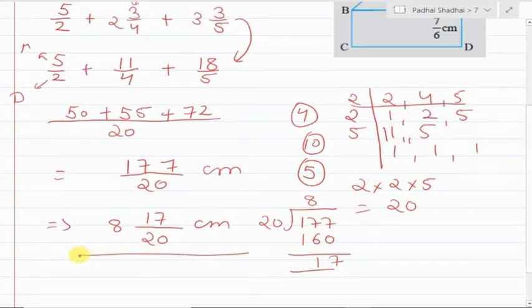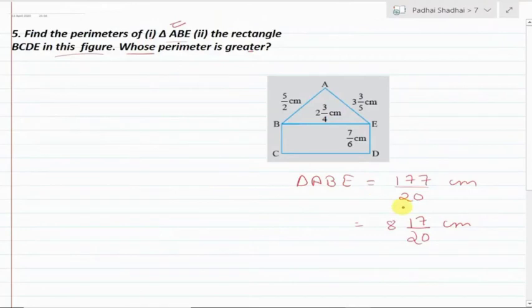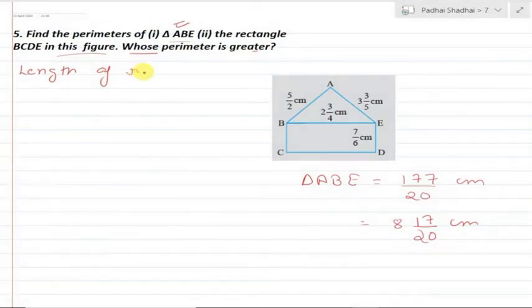Now we will have to find out the perimeter of the rectangle also. We will write down the final answer here, because we have to compare it. So we need to find the perimeter of the rectangle. For that we will need the length and the breadth. The length is given in the book, the length of the rectangle BCDE. Here we can consider BE or CD as the length, both are equal.